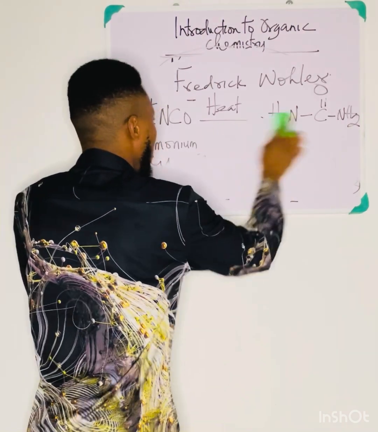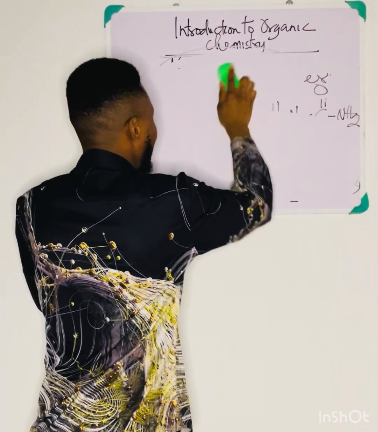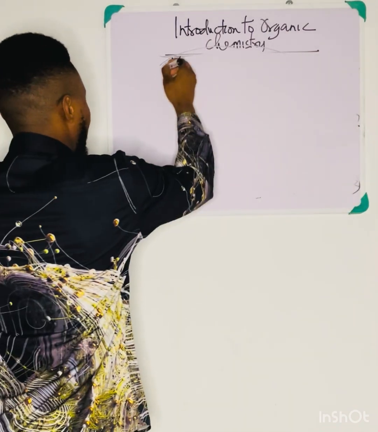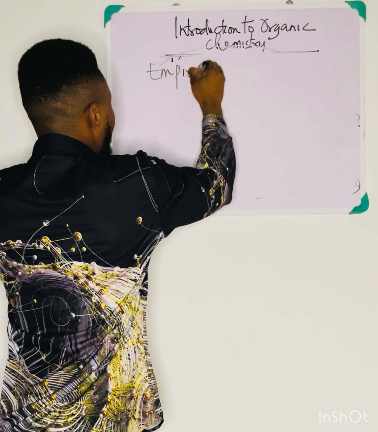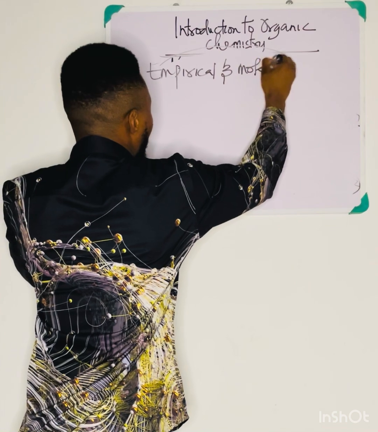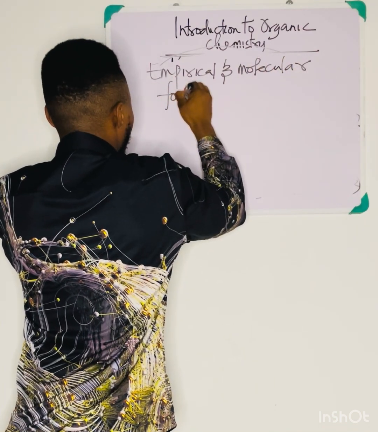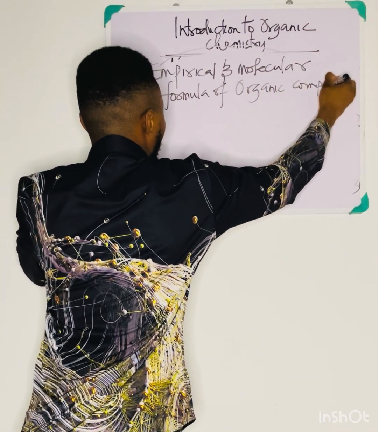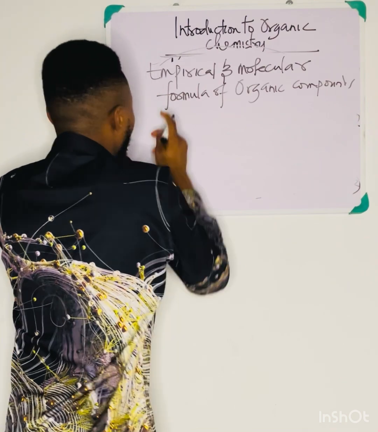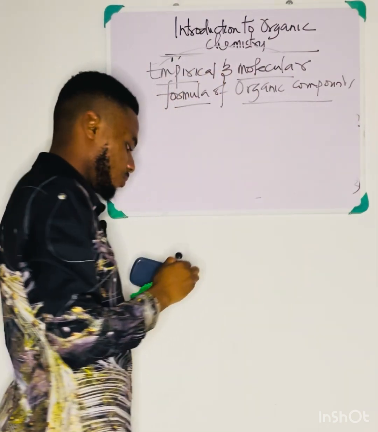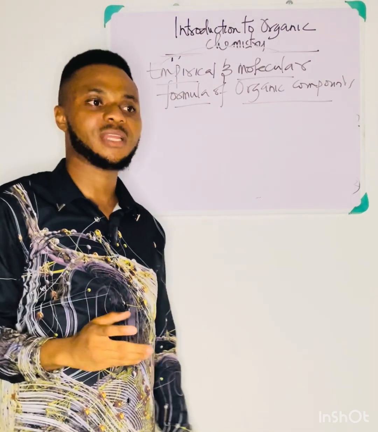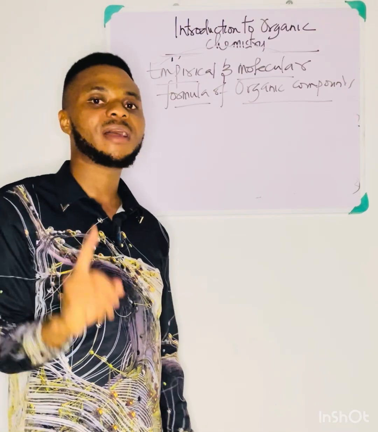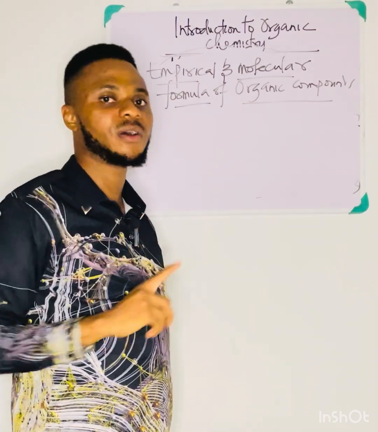Now, I want us to also understand another concept that we'll be looking into, and this concept is known as the empirical and molecular formula of organic compounds. So we'll be looking at the empirical and the molecular formula of organic compounds. It's very important to understand that we cannot recognize and identify an organic compound if we don't know the molecular formula of that organic compound.